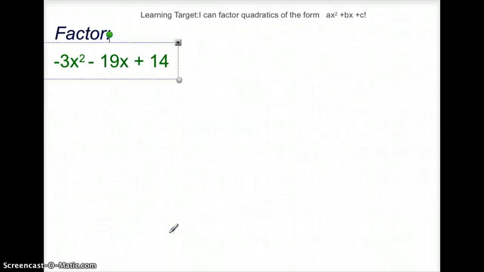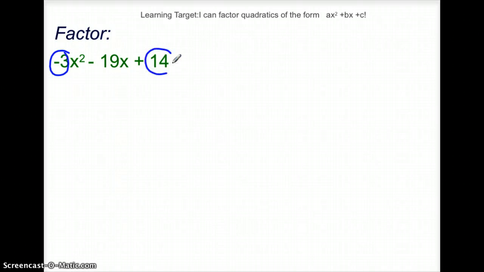Let's try one more. Okay, I took away the steps, so kind of like taking away the training wheels. We're flying solo now, so we just kind of have to go by memory. I know the first step was to do the first number times the last, and so negative 3 times 14 is negative 42. And I remember that the second step said find two numbers that will multiply to negative 42 from step 1 and add to the middle number negative 19.